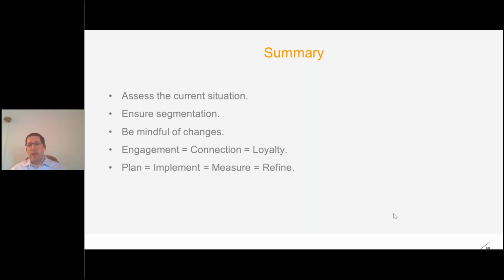And then the next thing to be mindful of is the changes. What's gone on in the marketplace? The fact that events in person are not going to happen. Travel, at least for a while, is not going to happen in the conventional way. So therefore, we have to think about it. Those are the important things to bear in mind.